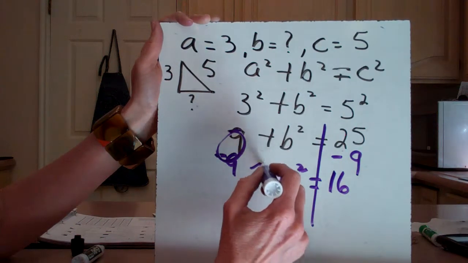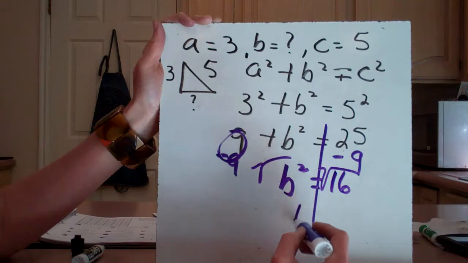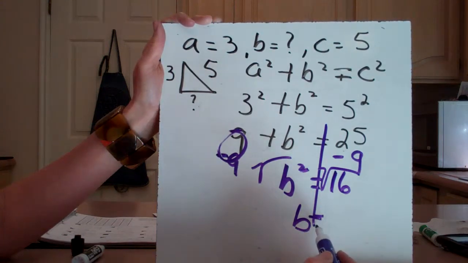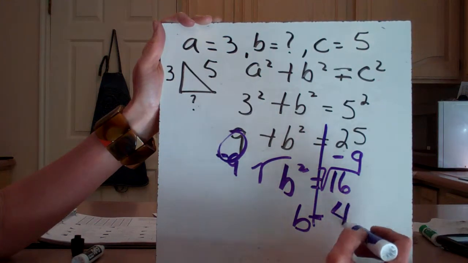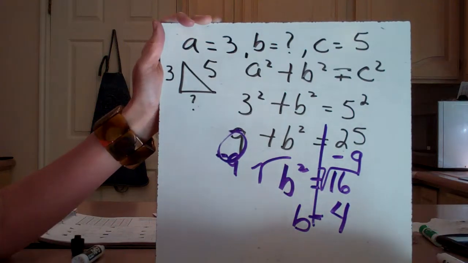And we need to take the square root of both sides. So B equals, well, what number times itself is 16? B is 4. That would be the answer to number 1.